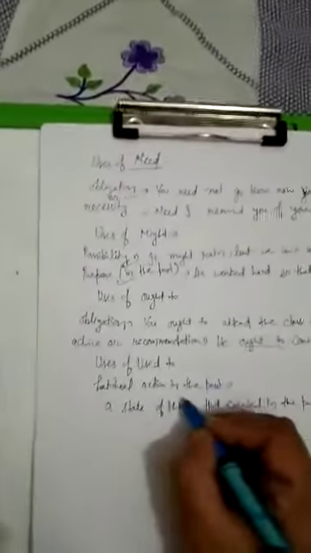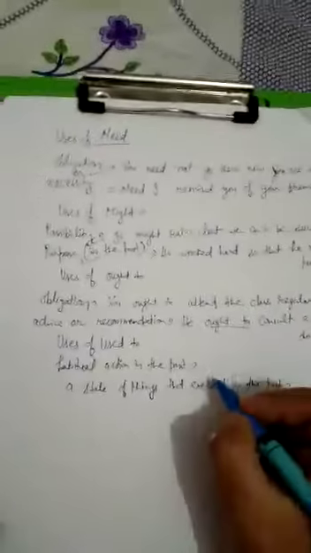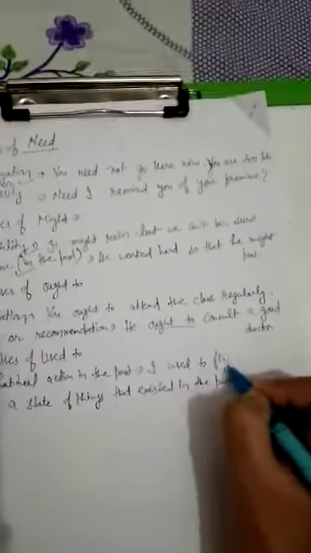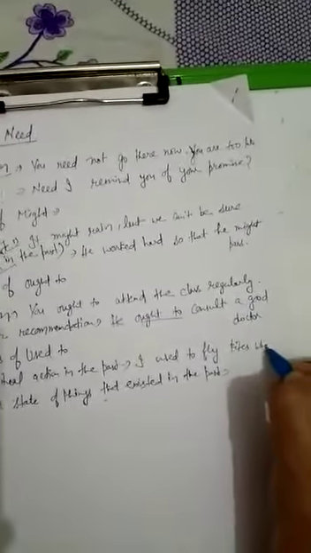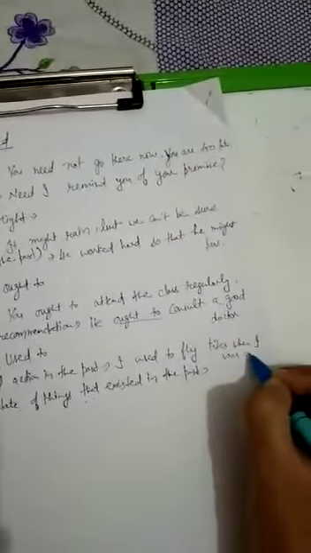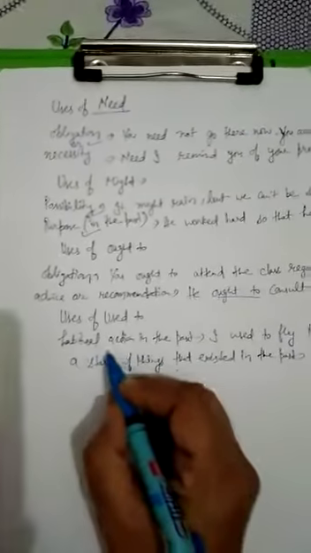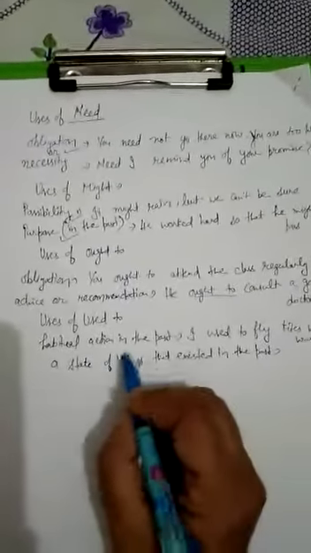So here is an example for the habitual action in the past. The example is: I used to fly kites when I was young. He is telling about the habitual action in the past.